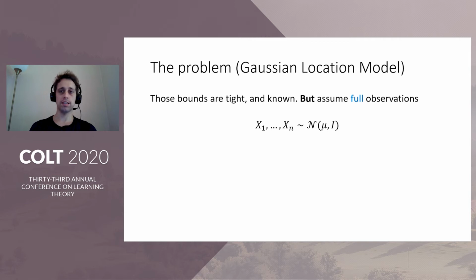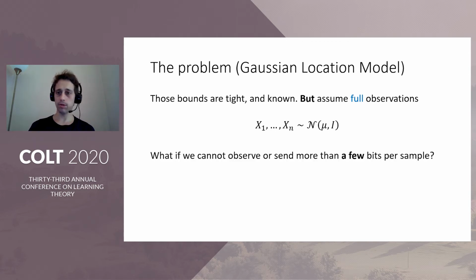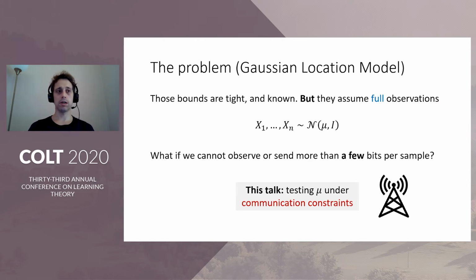which brings us to the distributed setting. What happens when the n samples, the observations, are distributed among n users, each user with one observation, and those users can only send some short summary of their observation to a central server? That's what this talk is about. We are going to consider the signal detection question, but when the central server only has access to a few bits of information from each sample.